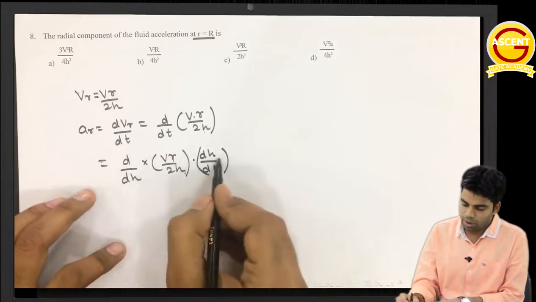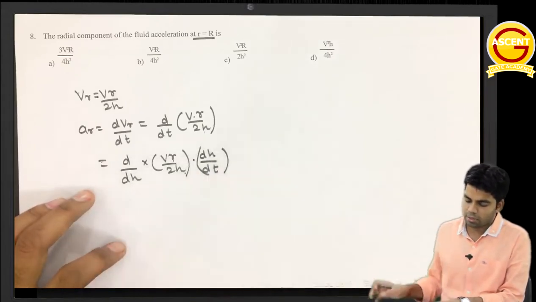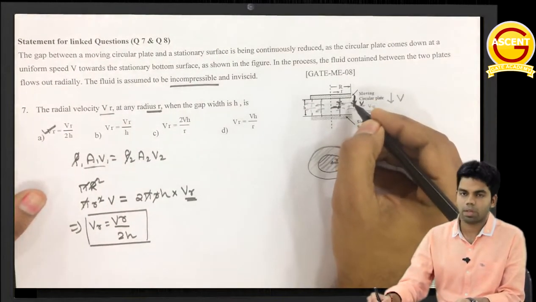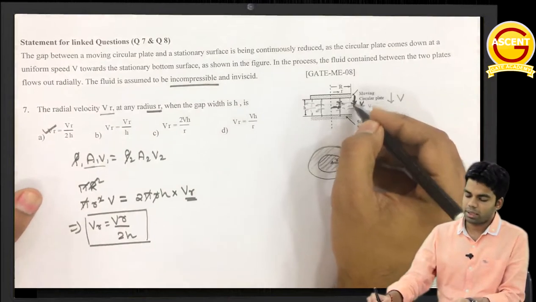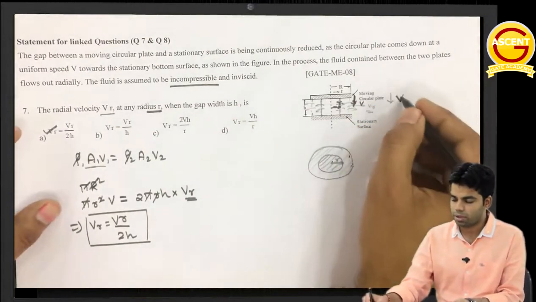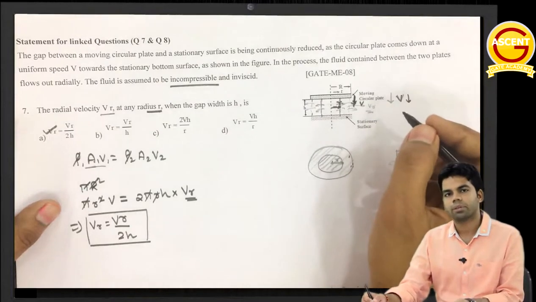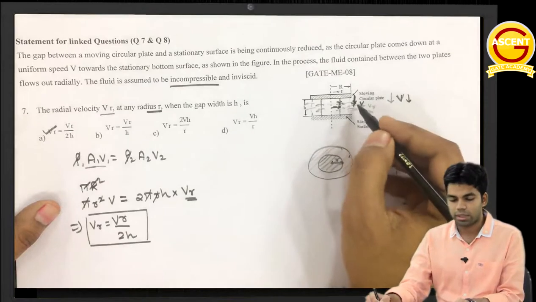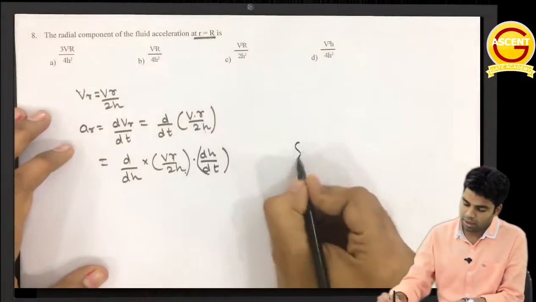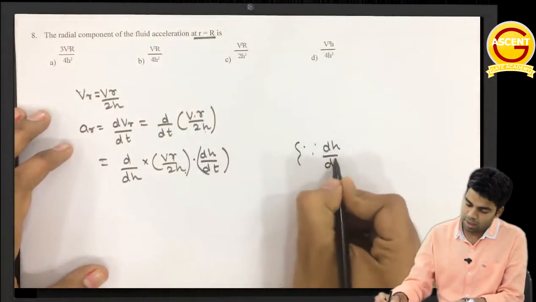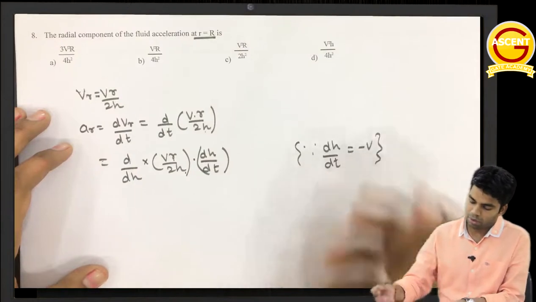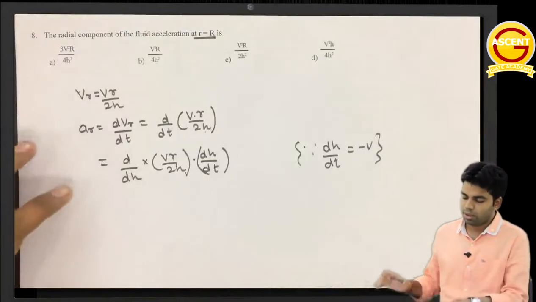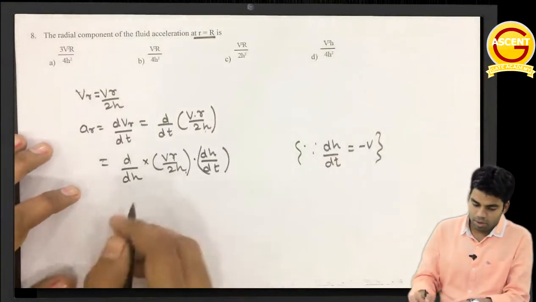Now what is this dh by dt? Dh by dt means this height is continuously decreasing with respect to time. And this dh by dt is nothing but the velocity v with which this is moving down, or you can say minus v, because the height is continuously decreasing. That means dh by dt is equal to minus of v, because height is continuously decreasing downward, so this will be nothing but minus v.